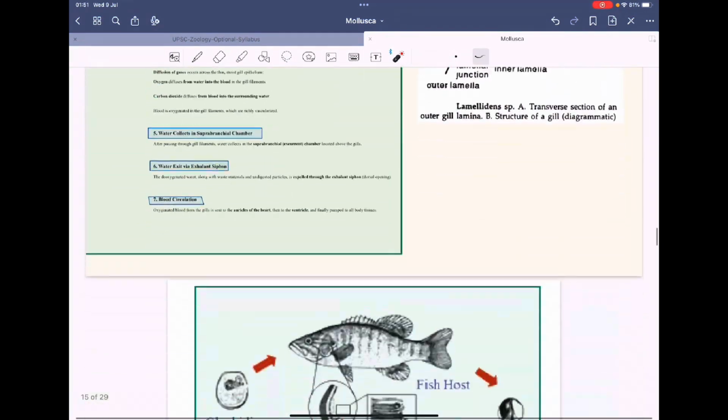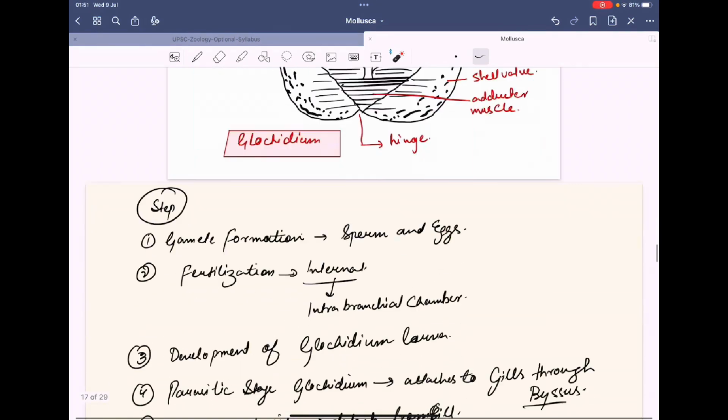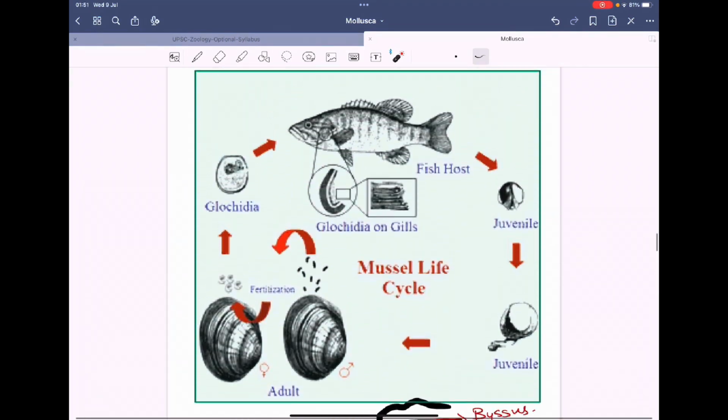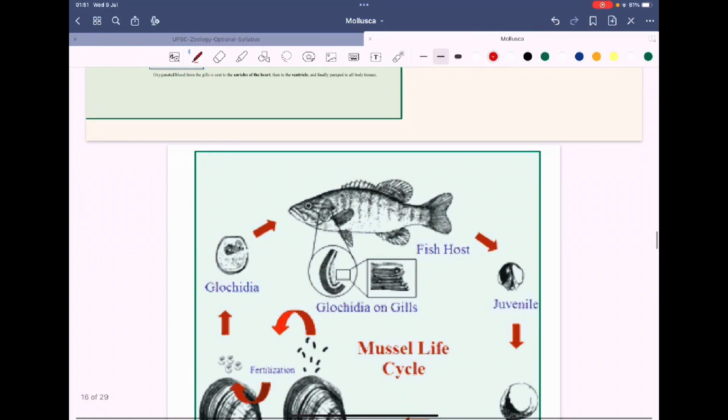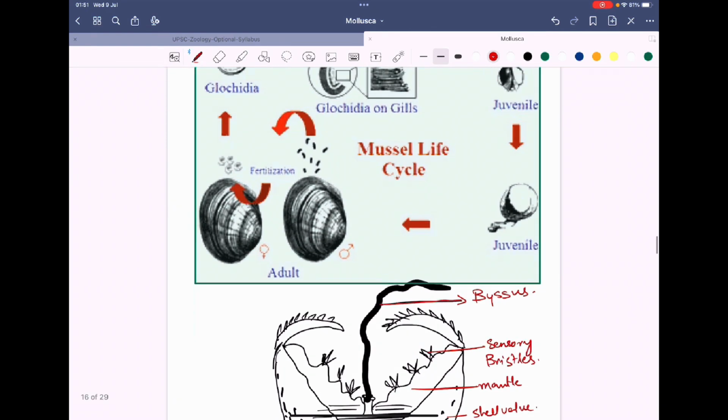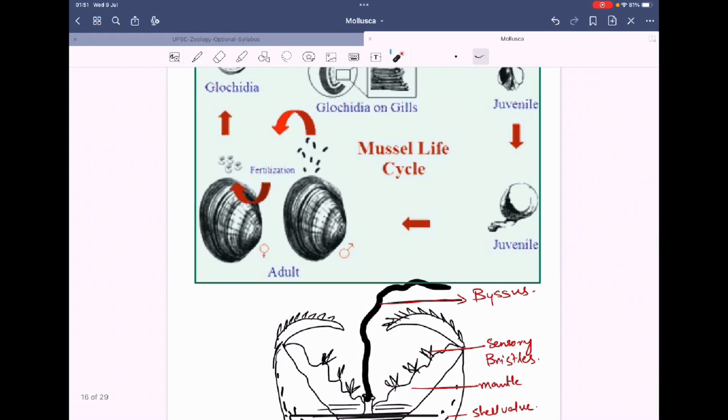Next, we will understand the reproduction, the life cycle in the mussel. Life cycle in Unio. As you know, it has the adult male and female. It will produce the sperm and ovum, which will enter into the female.